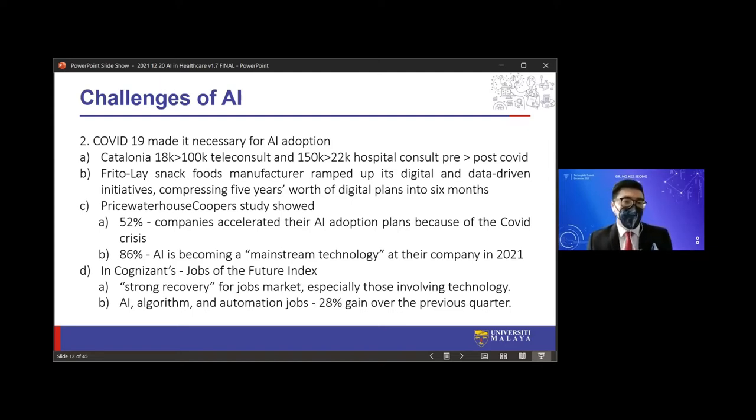And there are some other studies done by, for example, PricewaterhouseCoopers, one of the big four accounting companies, which showed 52% of companies, in fact, accelerated their AI adoption plans because of the COVID crisis. 86% of them have made AI their mainstream technology in 2021 and continue to expand and invest in AI for the long term. On top of that, in the States, Cognizant's Jobs of the Future Index showed there is currently a strong recovery for the jobs market in 2021, especially those involving the technology sector. And in fact, it's a 28% increase in jobs with regards to AI algorithms and automation.